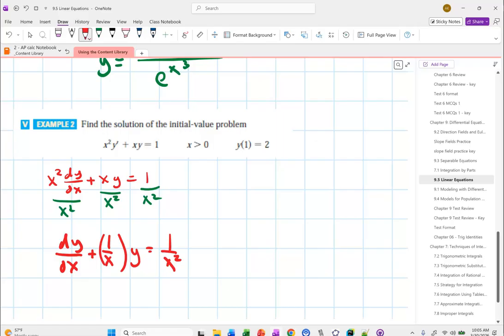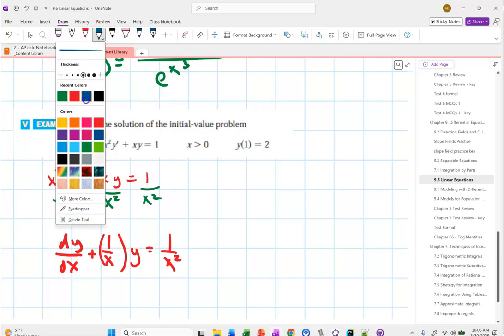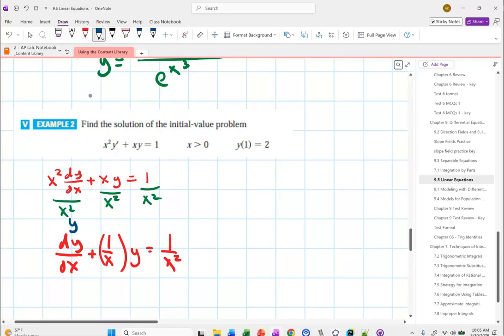Everybody's okay there? So this is like y prime plus p of x, y equals q of x. Everybody feel good about this now is in the linear form? Because y prime needs to be by itself. So p of x is 1 over x, q of x is 1 over x squared.